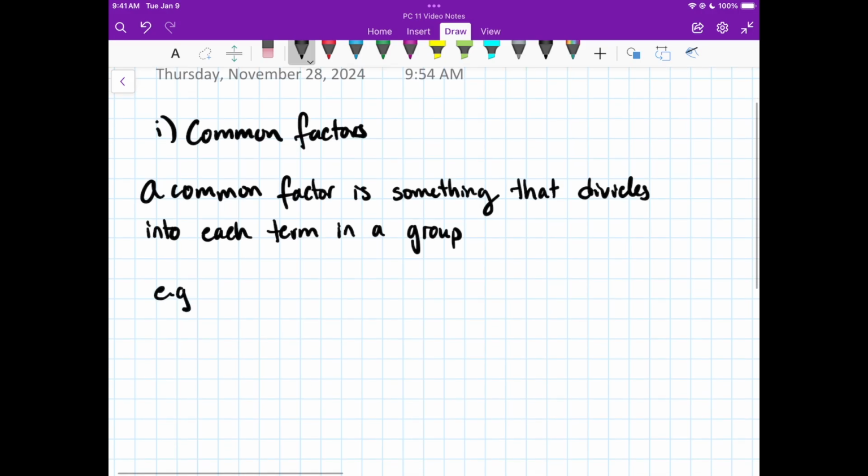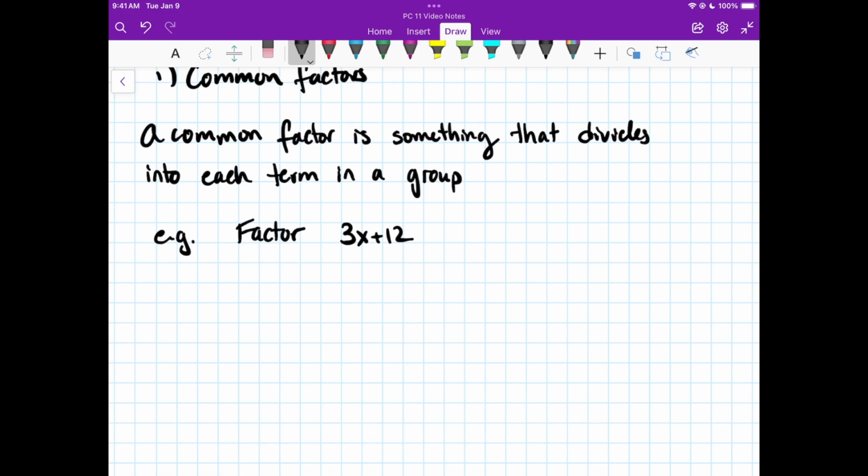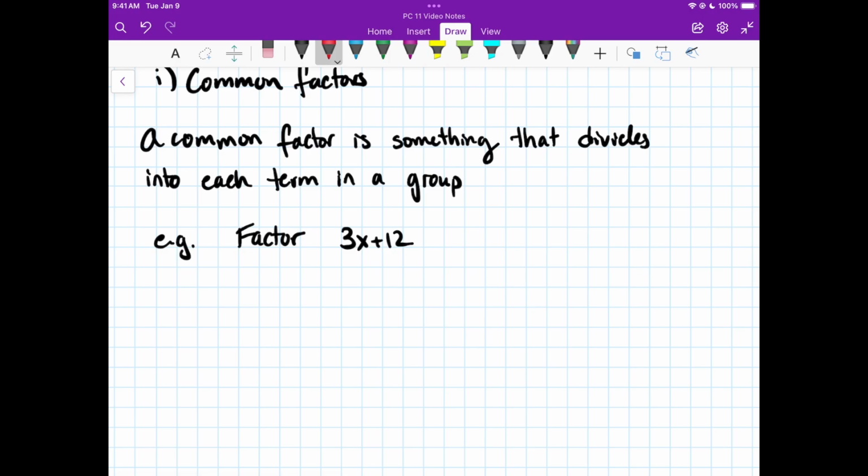So starting with some basics. If we wanted to factor the binomial 3x plus 12. When we're dealing with common factors, we want to look at each of our terms, so in this case the 3x and the 12, and find something that divides into both of them, or all of them if you've got more than two. To remove common factors, you really just got to remember that it's division. So we're going to divide each term by whatever our common factor is.